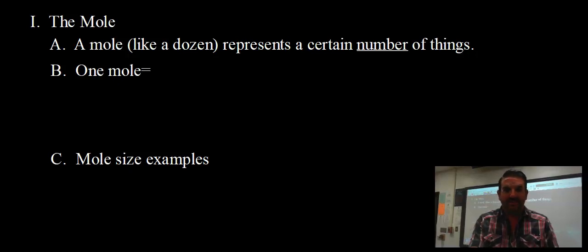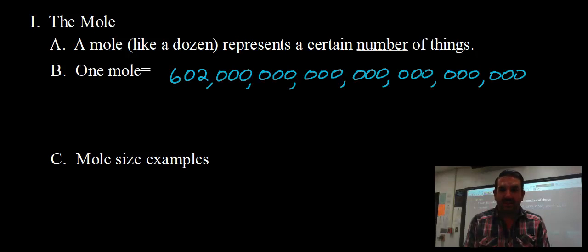So let me give you this number. You can jot this down. A mole is that many things. So it's 602 and then 21 zeros. We're going to use this number all the time. This is known as Avogadro's number. I'll write that spelling in just a minute. But we're not going to ever use it this way. That is just way too long to write.